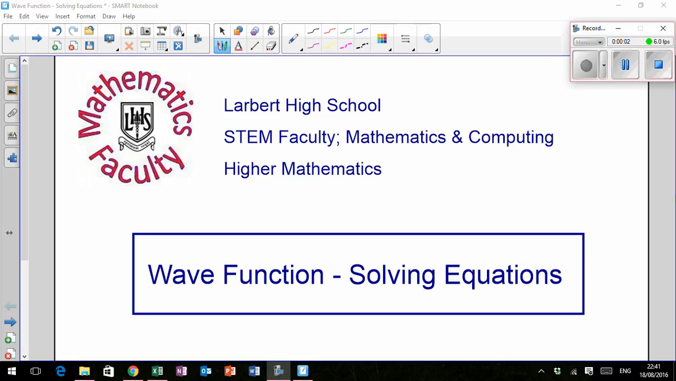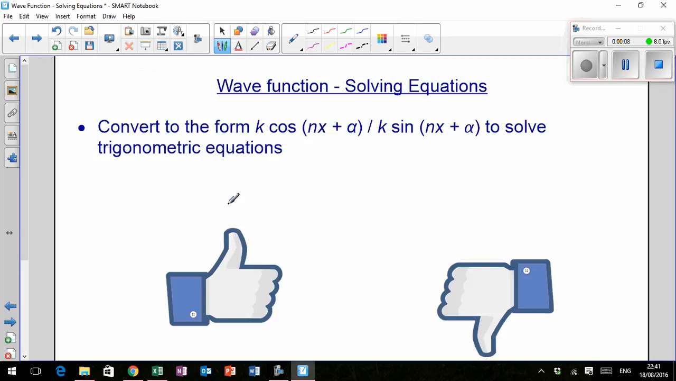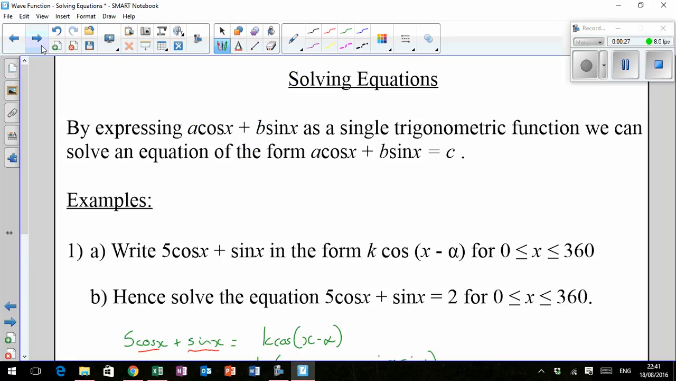Yeah, welcome to the Higher Maths wave function topic for solving equations. What we're going to look at today is using what we already know about converting using the wave function to solve trigonometric equations. And just like the last video, this is two skills we already know how to do. We already know how to use the wave function to convert it into a single trig function, and we already know how to solve trig equations. So this is going to be nice and easy.